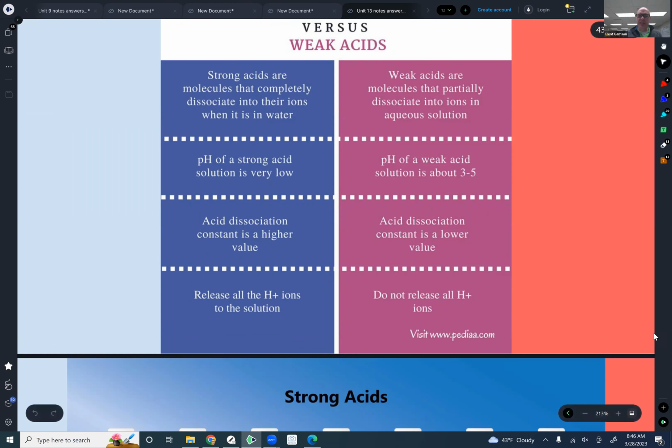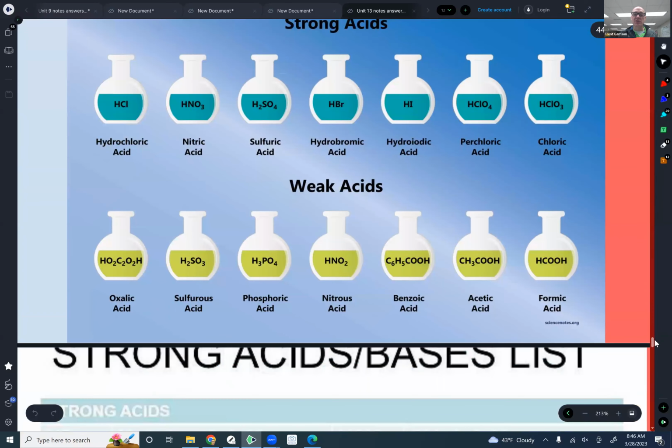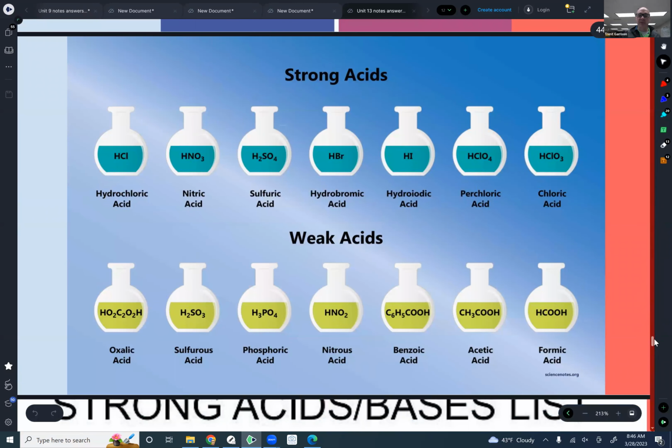So there is a way to know by looking at it if it is going to be strong versus weak. Reiterating, pH is very low if you are a strong acid. The pH of a weak acid is sometimes a little bit higher, sometimes in the 3 to 5 range. A strong acid is going to completely dissociate and release all of its H's. How do we know what is strong and what is weak? You're going to have a list of them.